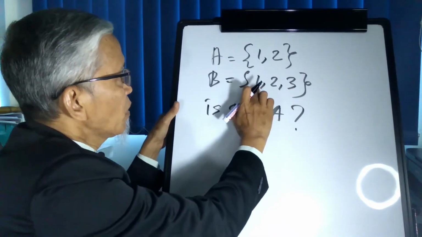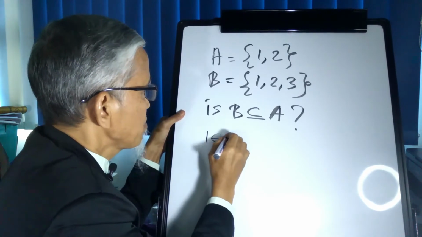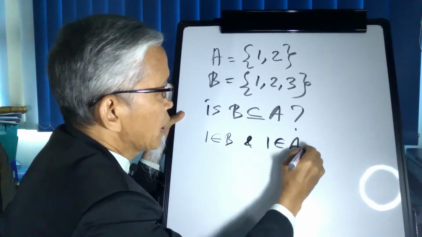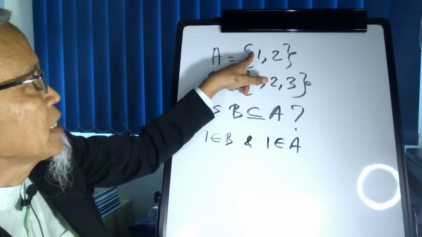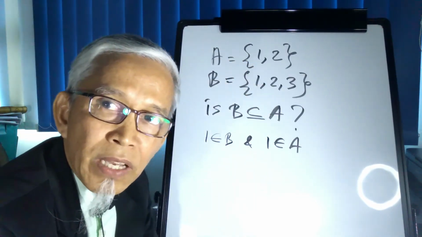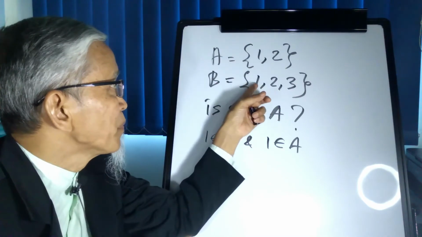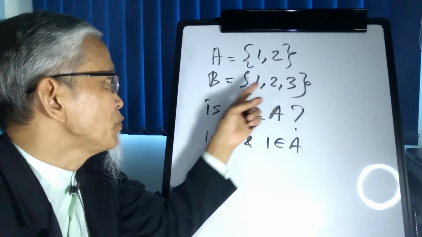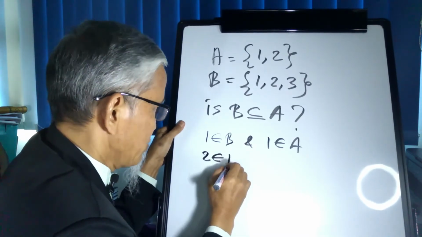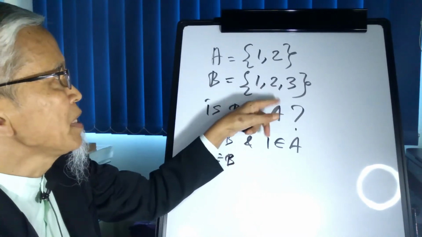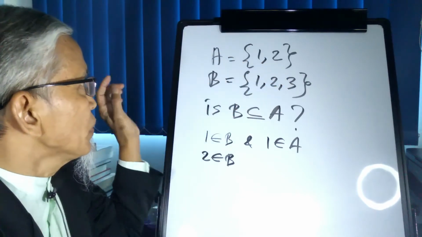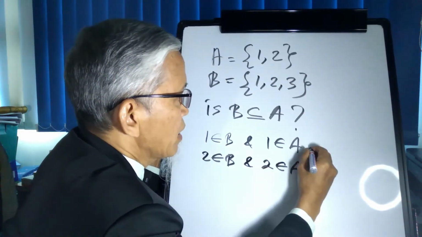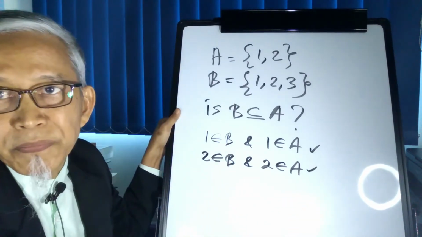So let's see. 1 is in B, and 1 also in A. Element 1 is okay, appear in both sets. Now, element 2, yes, we have in B, and also 2, we have in A. So this okay, this also okay.